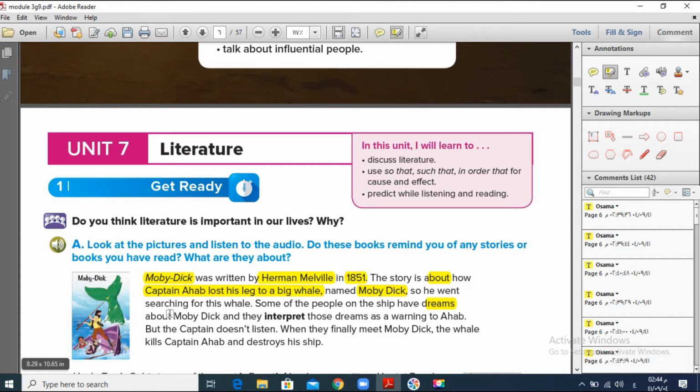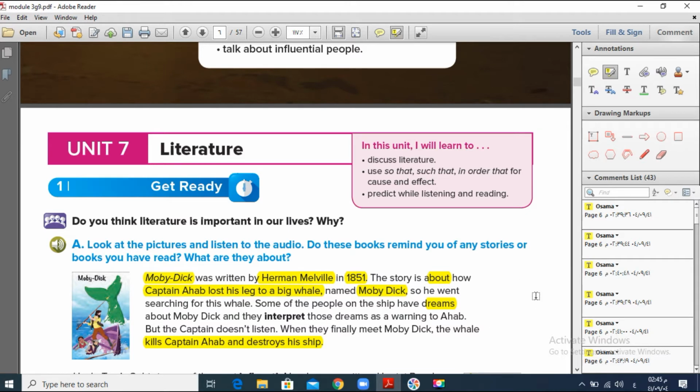You don't know? Take your time. But the captain doesn't listen. When they finally meet, Moby Dick, the whale, kills Captain Ahab and destroys his ship. This is the end. Captain Ahab was killed by Moby Dick. But you didn't answer me why. Yes, Captain Ahab lost his leg to a big whale, called Moby Dick, which cut his leg. So he wanted to take revenge. He wanted to kill Moby Dick.